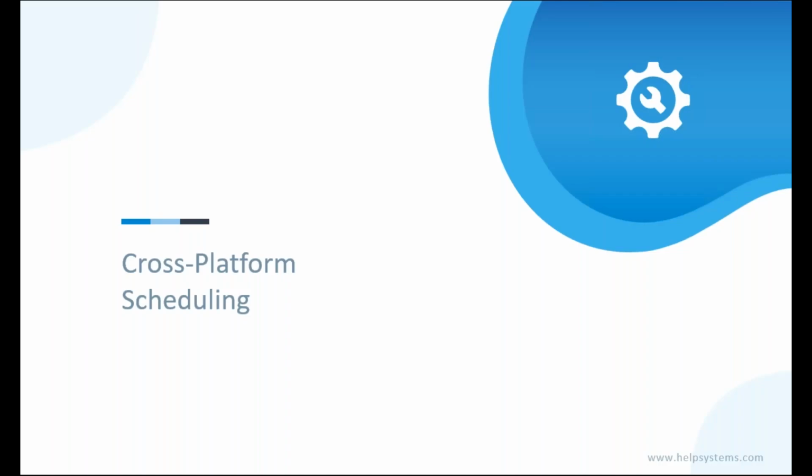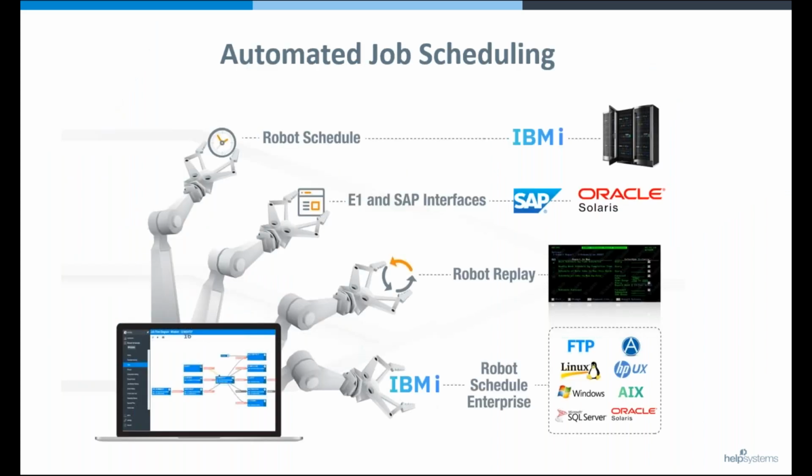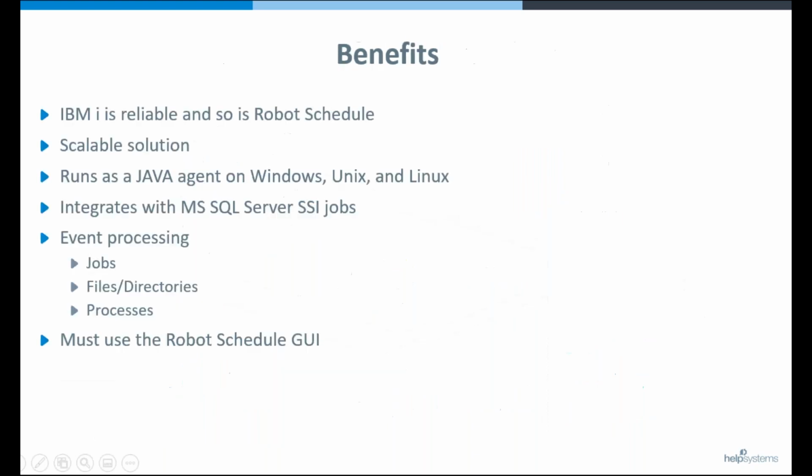All right, next topic. Let me know if you can see my screen. We're going to talk about cross-platform scheduling. This is an add-on to Robot Schedule, and we call it Robot Schedule Enterprise. You can see it here at the bottom of the screen, where IBM i can also control and react to processes and file events running outside of IBM i in the Windows, Linux, AIX world. So this is an add-on to Robot Schedule, just like Robot Replay is an add-on to Robot Schedule, and our SAP and E1 interfaces are also add-ons. We're going to talk about Robot Replay here in just a second.